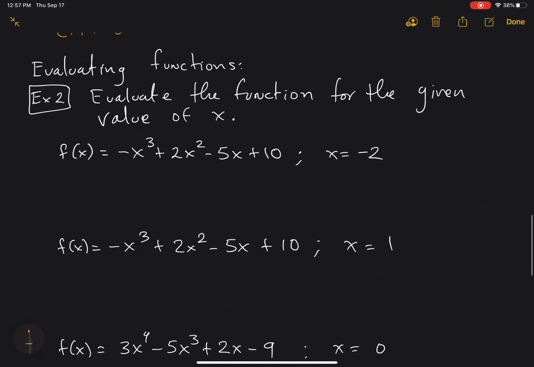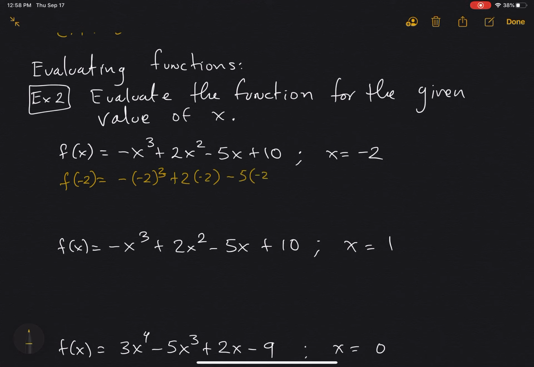Okay, evaluating functions, and this is the last part of this video. Once we know what a function is and how to classify them and how to name parts of it, we also need to know how to evaluate functions at some values of x. So evaluating this function when x equals negative 2, all you have to do is substitute every x by a negative 2.